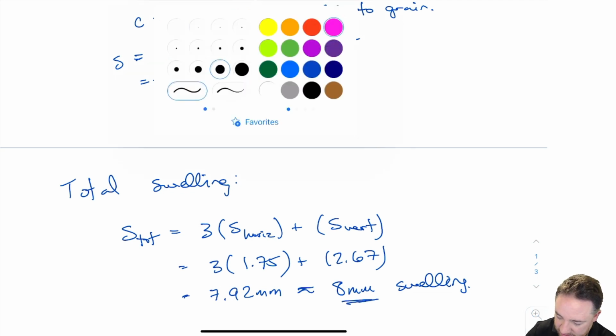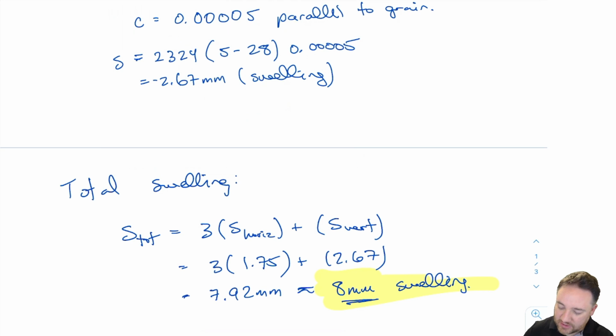Now, is there any point to saying 7.92 millimeters? If you do this on a test or an exam, or if you're working as an engineer and you go to your boss and say, I've calculated this swelling and it's going to be 7.92 millimeters, then everybody's going to laugh at you, right? Because there's no way that we know the swelling to that accuracy.